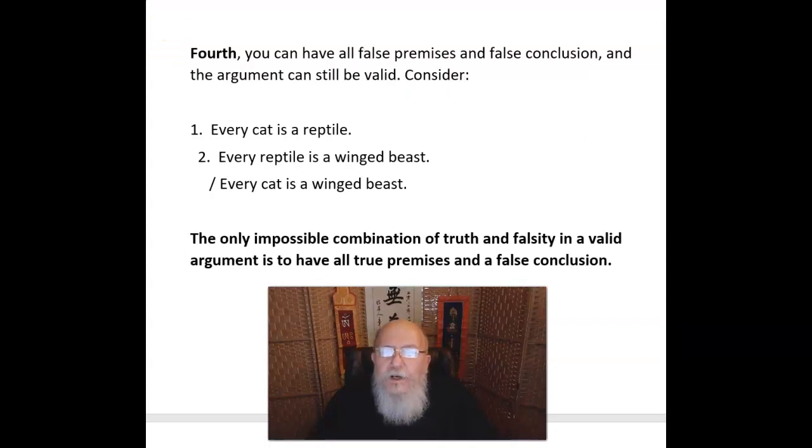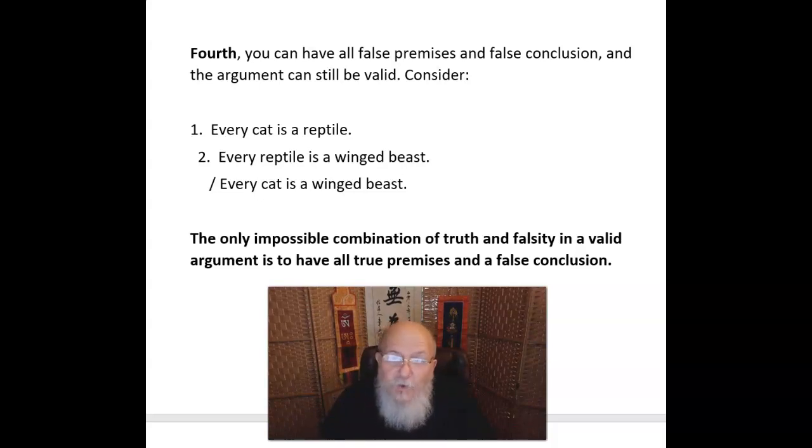Now, fourth, you could have all false premises and a false conclusion, and the argument could still be valid. Because again, validity is about the form of a thing and not the content. The form and not the content. Consider, every cat is a reptile. Every reptile is a winged beast. So every cat is a winged beast. Well, it's certainly false that every cat is a reptile. It's certainly false that every reptile is a winged beast. And it's certainly false that every cat is a winged beast.